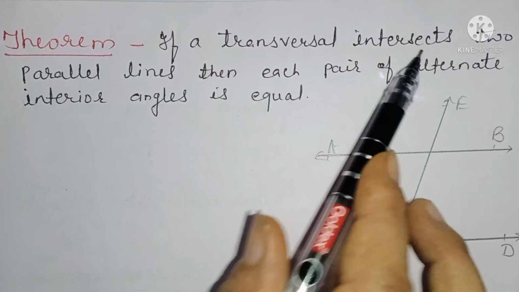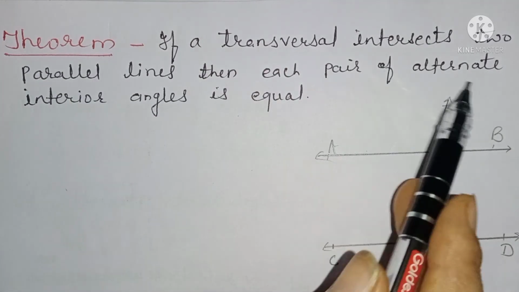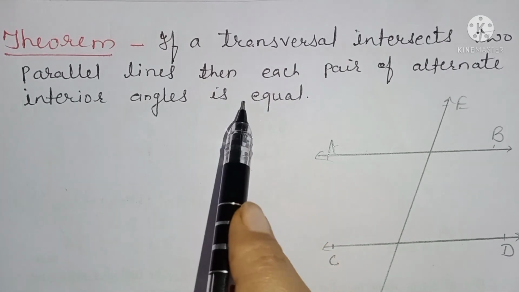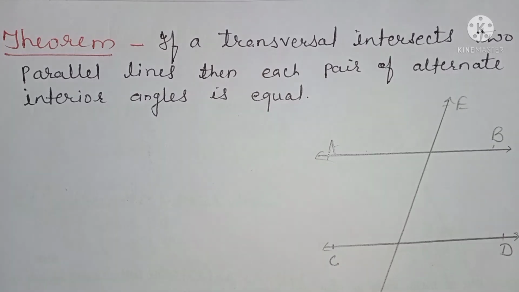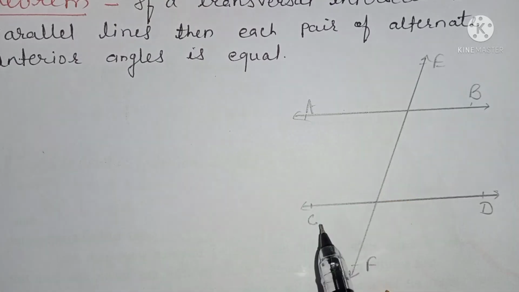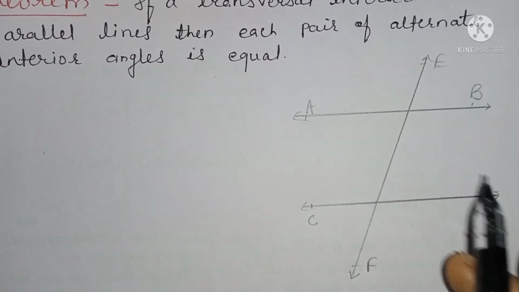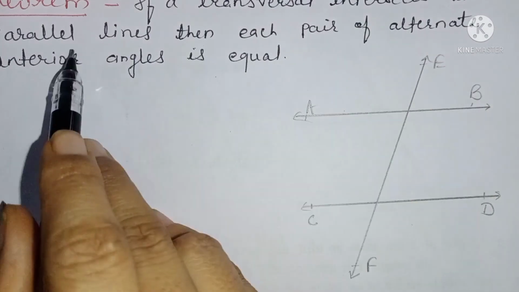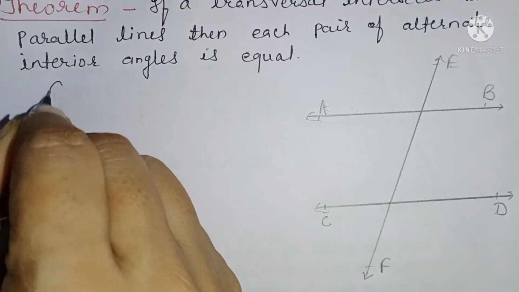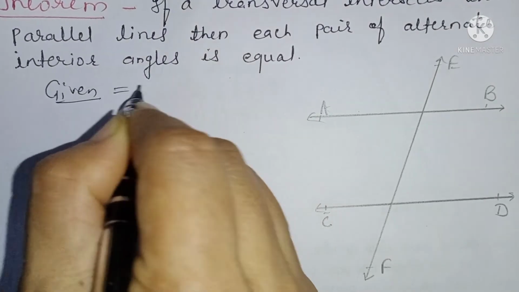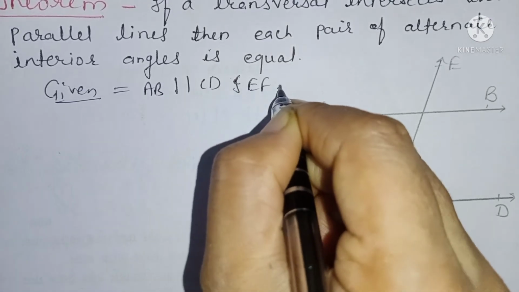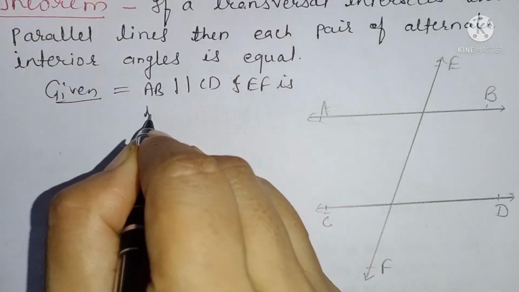If a transversal intersects two parallel lines, then each pair of alternate interior angles is equal. Okay, what is given? Say EF is a transversal, look at this figure, and AB is parallel to CD, it is given. Because it says if a transversal intersects two parallel lines, so AB is parallel to CD. What you will write in the given is that AB is parallel to CD and EF is its transversal.